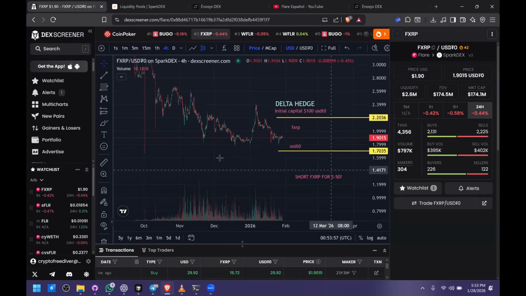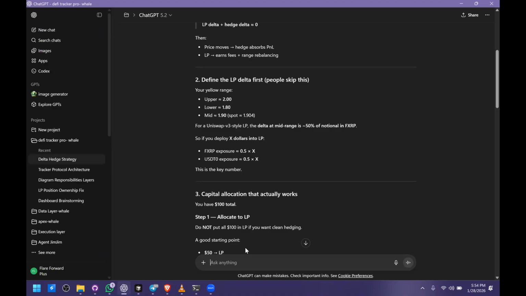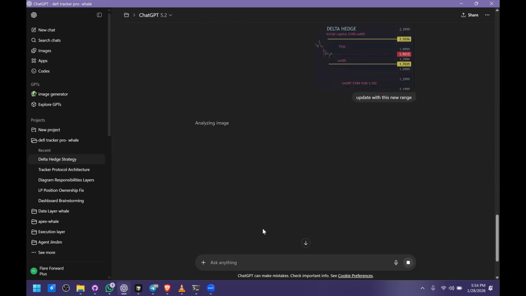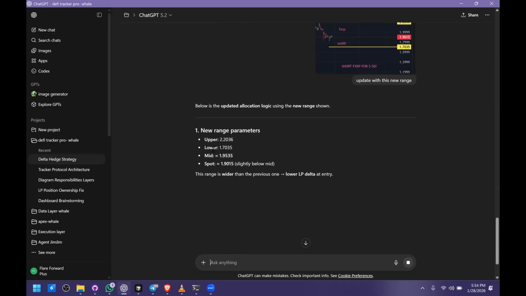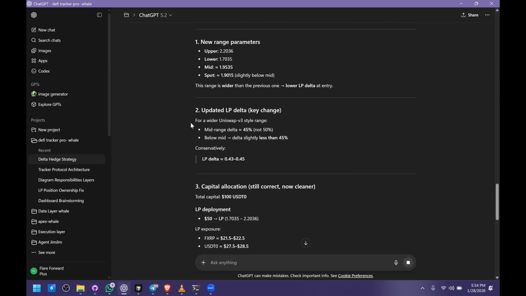So now let me move this and let me update the values on ChatGPT so that we can get an update with this new range. All right, so upper range 220, lower 170. The mid is 195 spot. It's a little bit below the midpoint. So now we have a lower LP delta at entry. So for a wider Uniswap V3 style range, mid delta range is 45%, not 50.